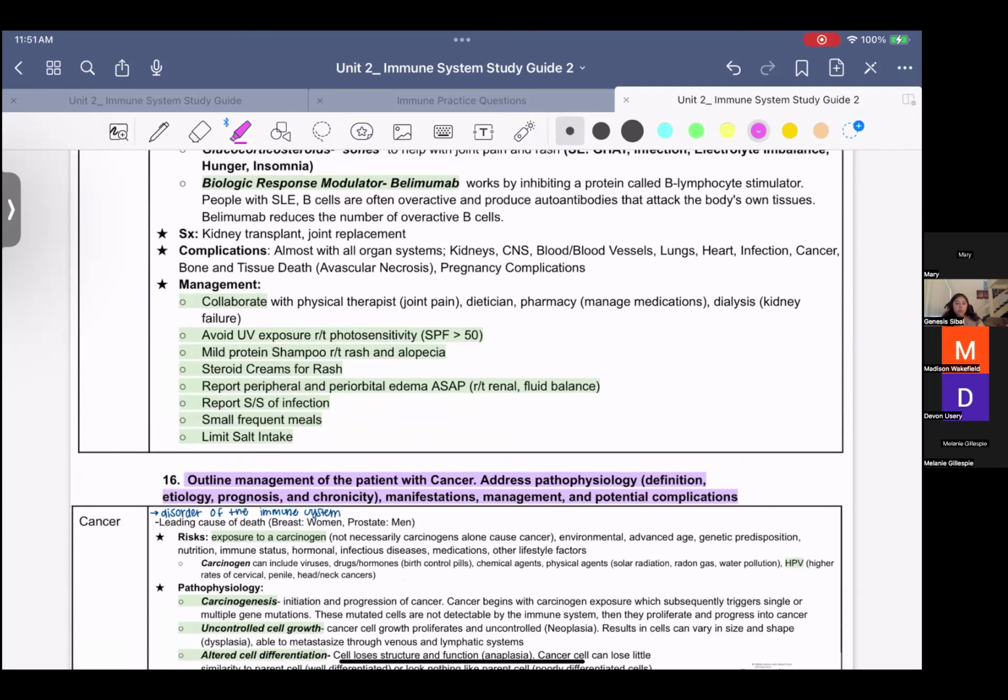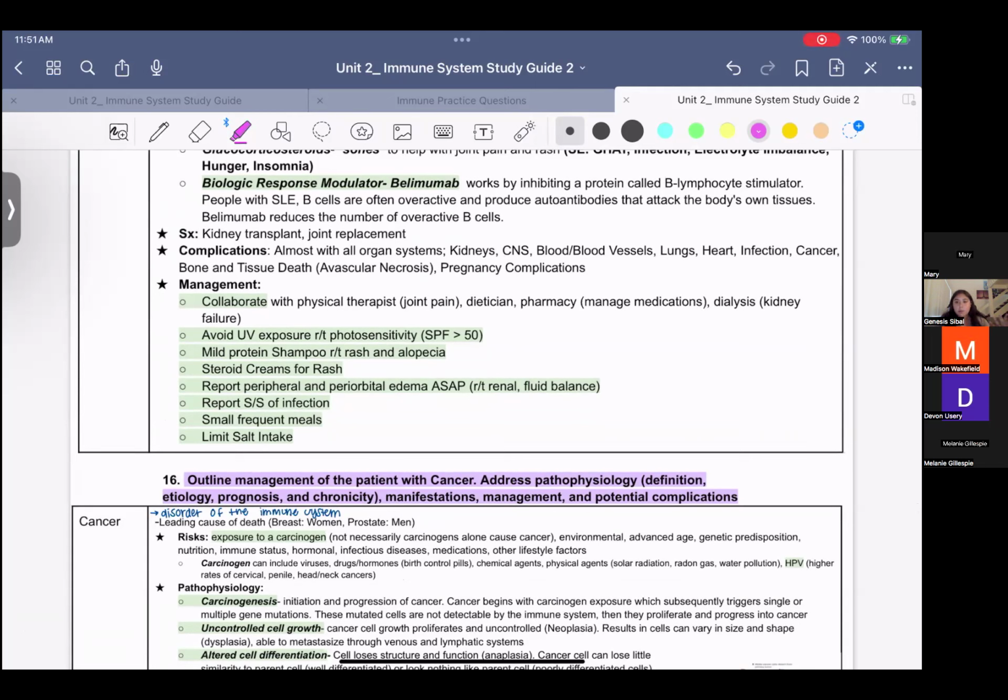Mild protein shampoo related to the rash and the alopecia. Steroid creams for rash to help with the inflammation. Report peripheral and periorbital edema. That is one thing for sure, just because their kidneys are being affected. And remember, if those kidneys aren't able to excrete all of those fluids, they're not working that well. They're retaining all of that fluid, so you're going to see edema happen. So if you end up seeing that, you need to report that immediately.